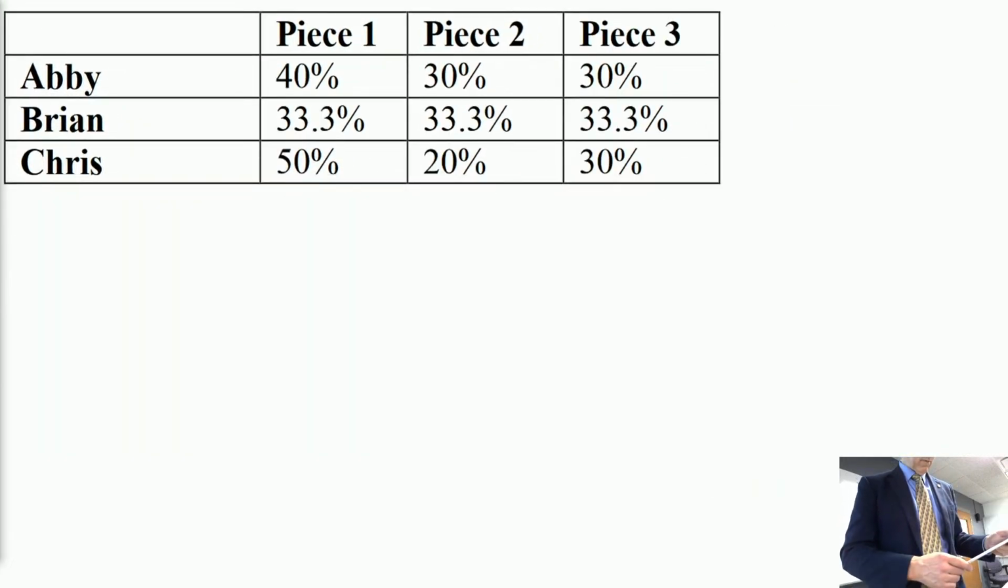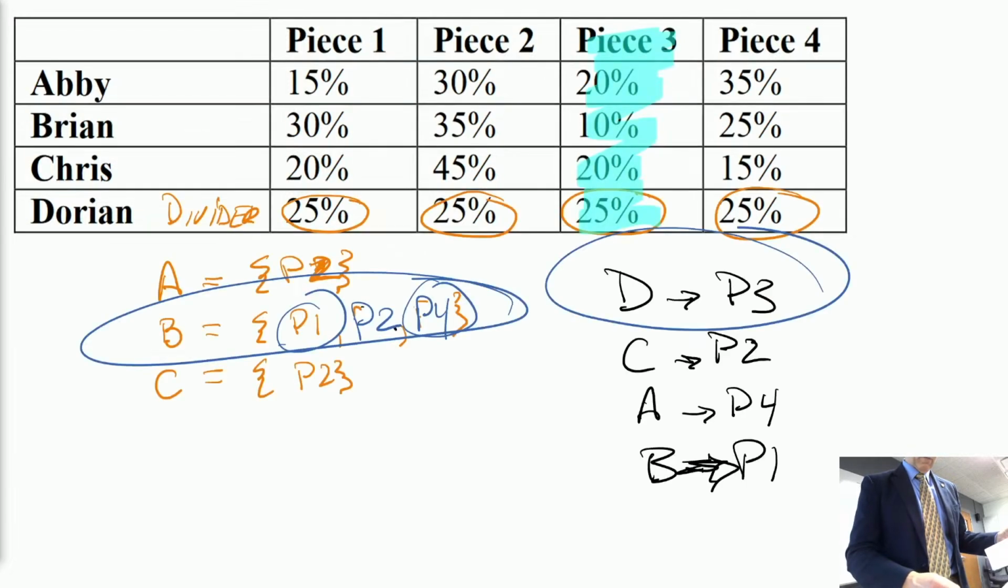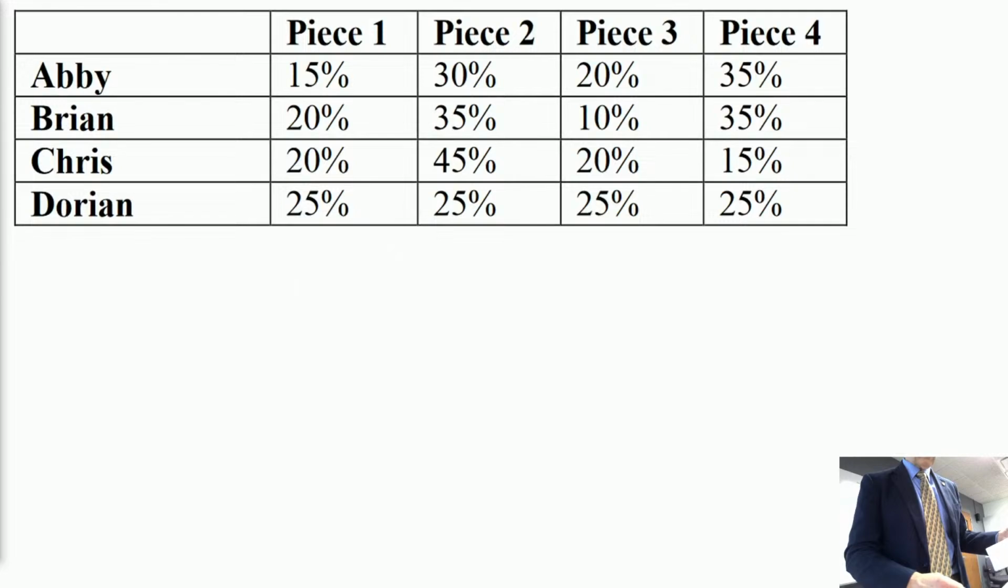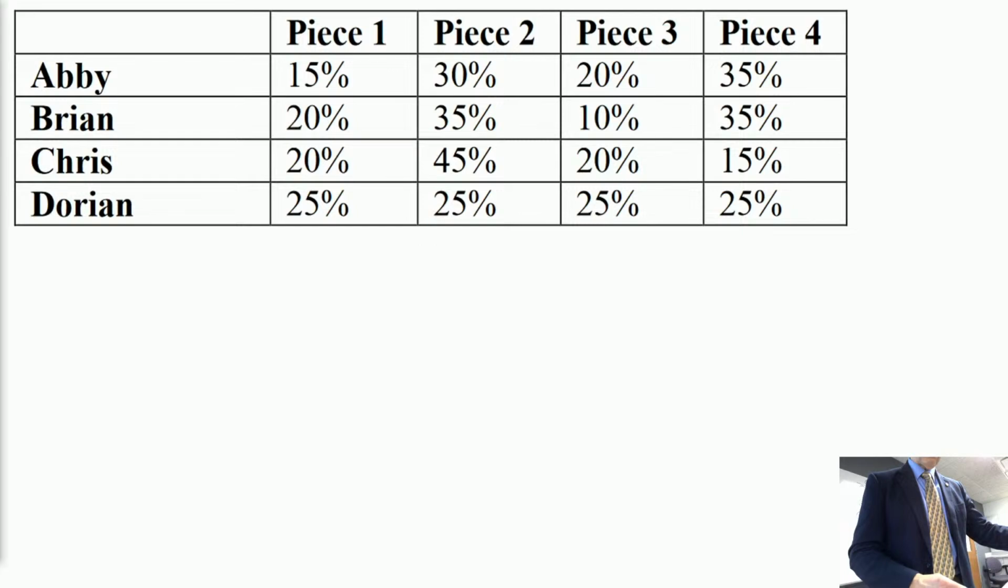What? Wait a minute. Why does my bottom one not show up? Is that the bottom one? Yeah. Oh, it is different. Wow, it's such a subtle difference. Okay. So the only difference here is that Brian has changed his tune. So here, Brian thinks that piece 1 is 30%, and then here, Brian thinks that piece 1 is 20%.